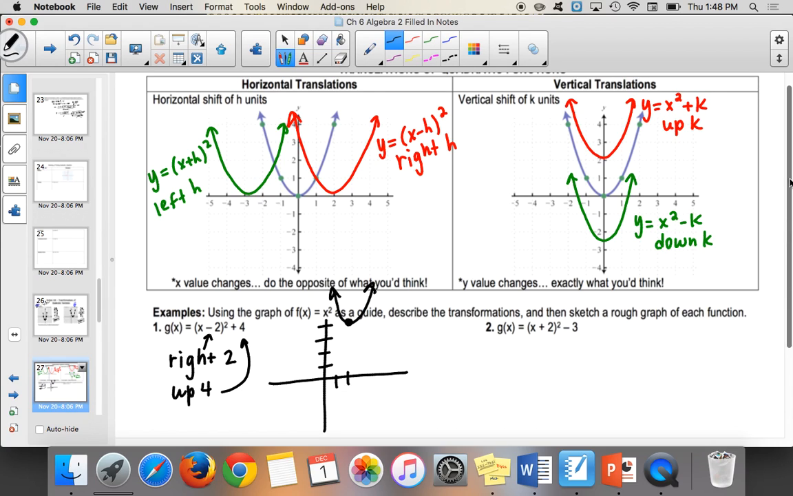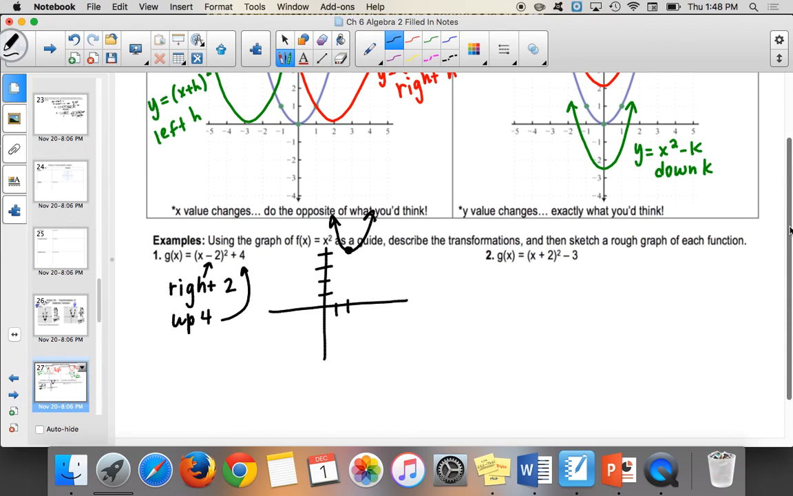All right, so if I have x plus 2 minus 3, let's talk about the x plus 2. It's inside parentheses with the x. It does the opposite of what you think. So it's going to go left 2. And then what about the next one? Down 3. So its vertex is going to be left 2, down 1, 2, 3, but otherwise it looks just like the normal parabola.